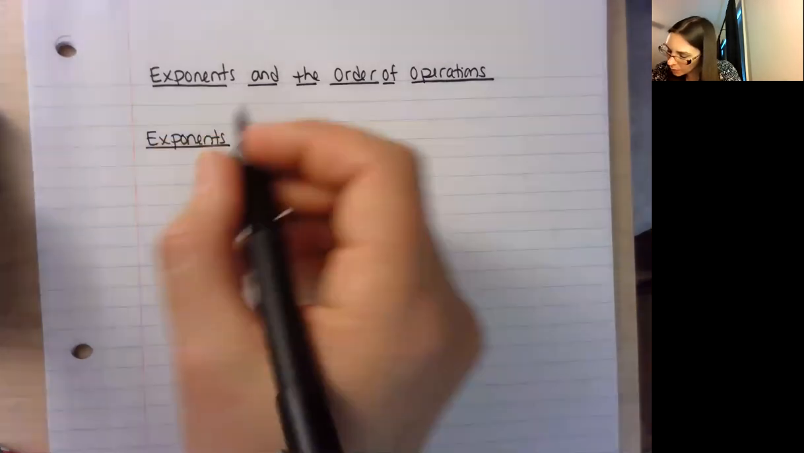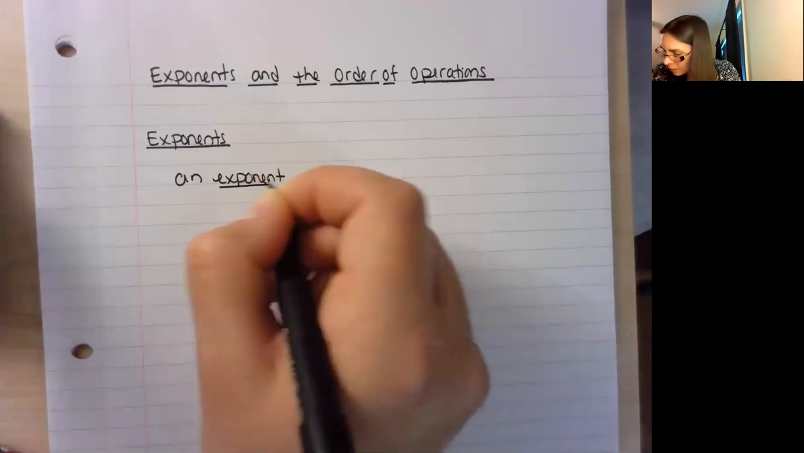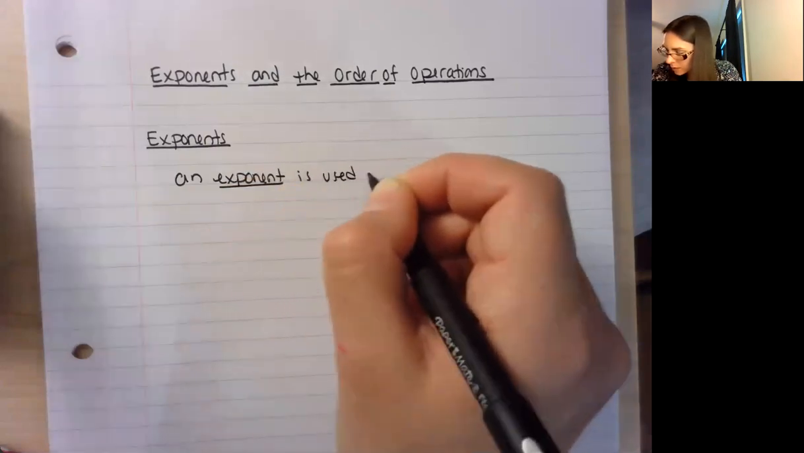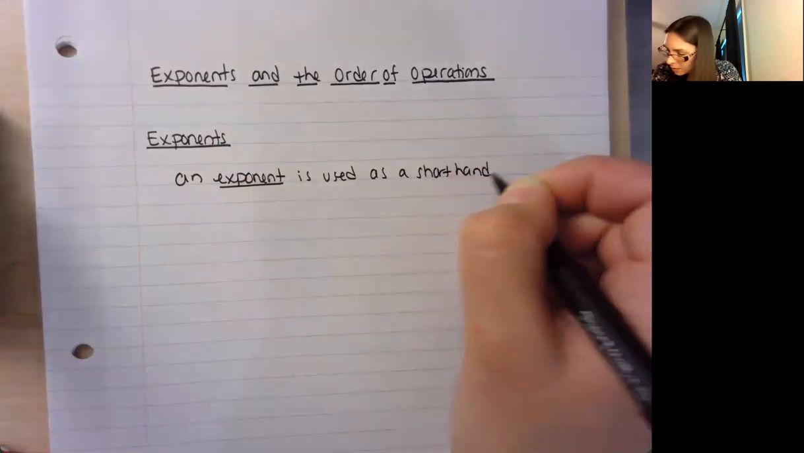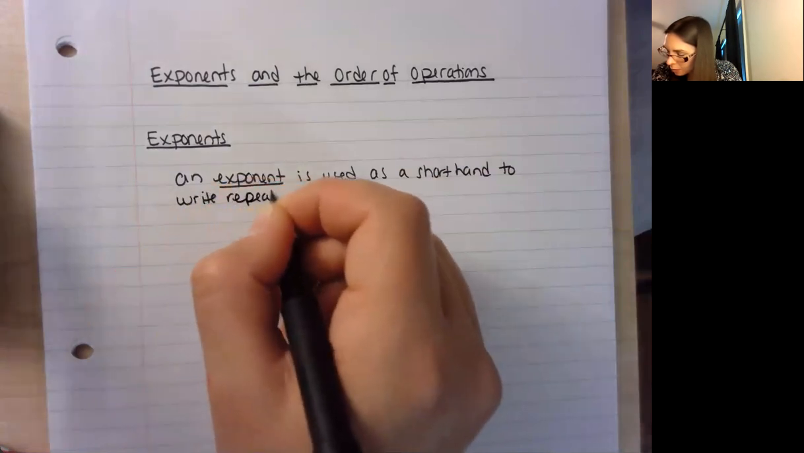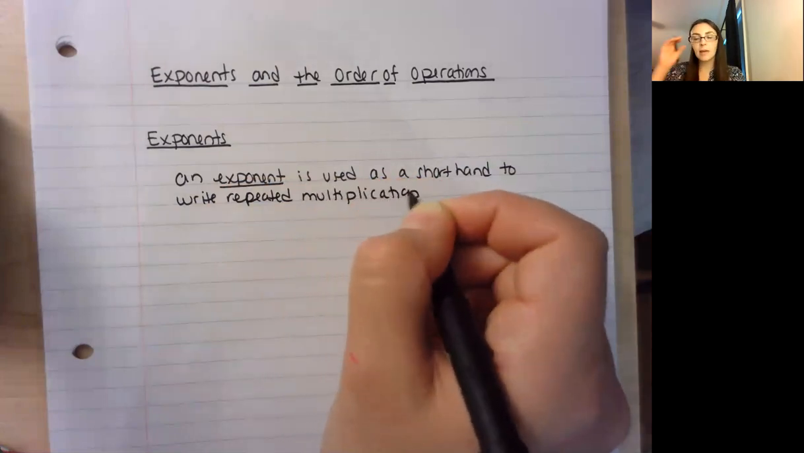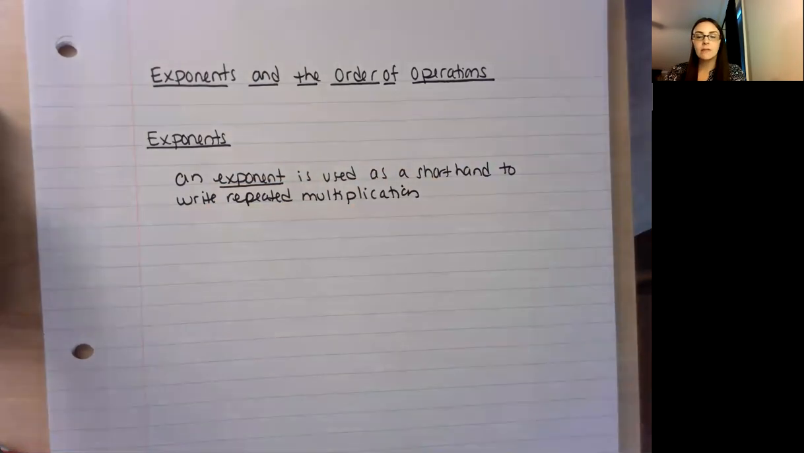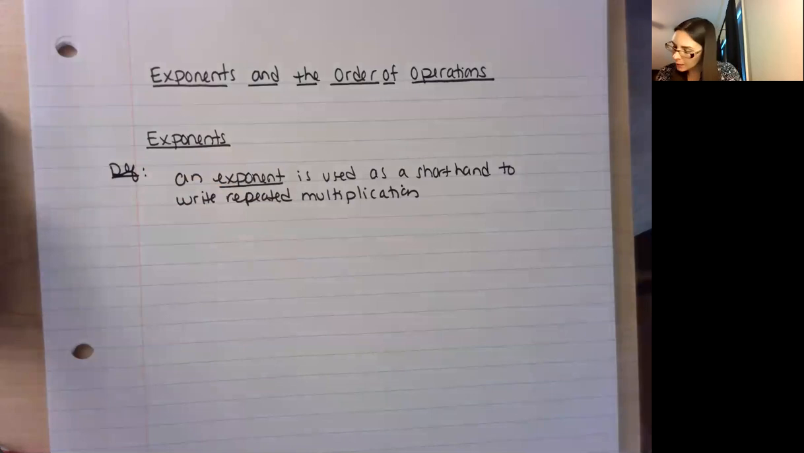Okay, so an exponent is used as a shorthand to write repeated multiplication. So we've already seen that multiplication is repeated addition, division is repeated subtraction, but exponents are repeated multiplication. So here are some, again, definitions to kind of think of here. And I want to give you an example.